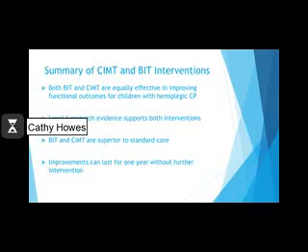Please take a minute to read the next 2 slides, which summarize key concepts related to this literature review.